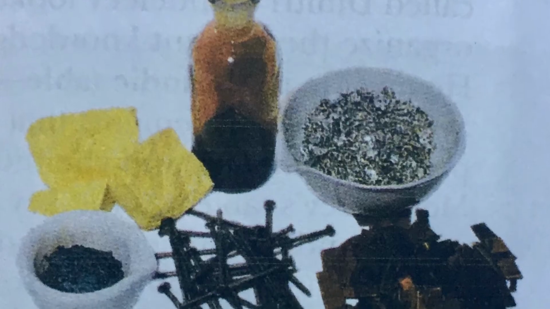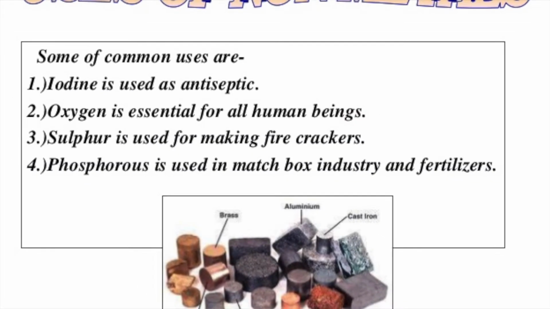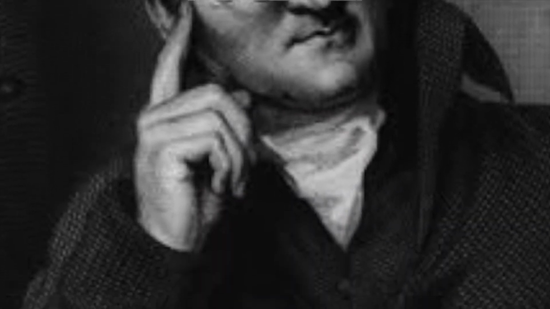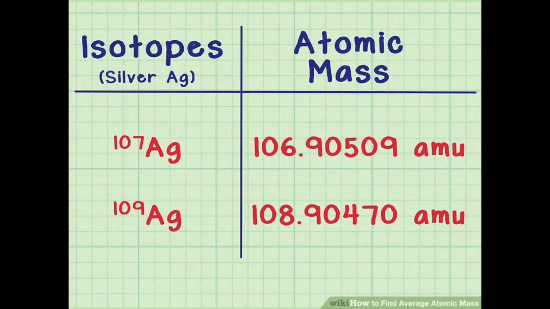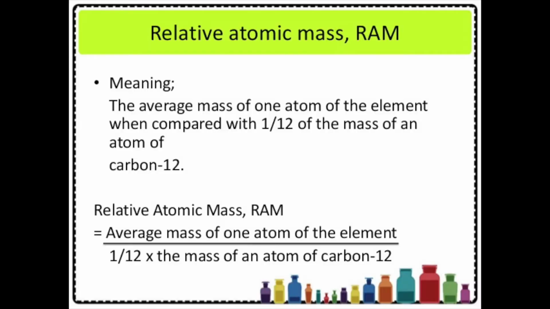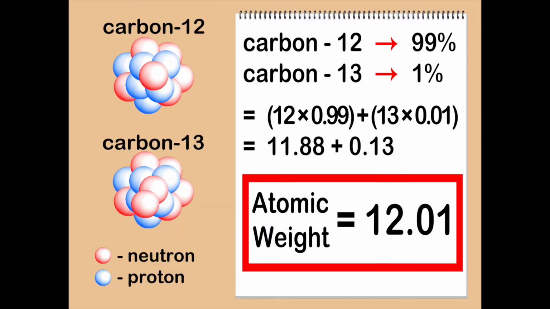Figure 1. Physical and chemical properties suggest that elements can be organized into metals and nonmetals. John Dalton and other scientists found a quantity that could be measured for an element, its atomic mass. The atomic mass is the average mass of an atom, that is, of all occurring isotopes of an element. Each element has its own unique atomic mass. Several scientists started to arrange the known elements according to their atomic masses.